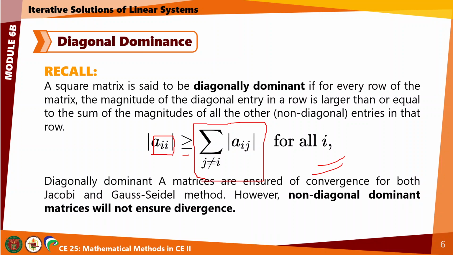Here is a note that diagonally dominant matrices are ensured of convergence for both the Jacobi and Gauss-Seidel methods. So as long as your matrix A is diagonally dominant, you are sure of convergence and you will get a solution. But if the matrix is non-diagonally dominant, it will not ensure convergence. What you can do is rearrange the rows of the matrix so that it becomes diagonally dominant. You can do that, okay?